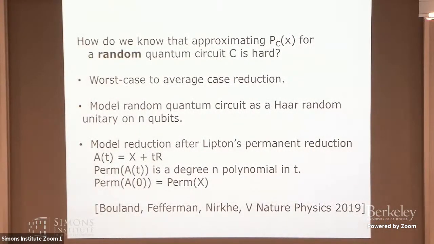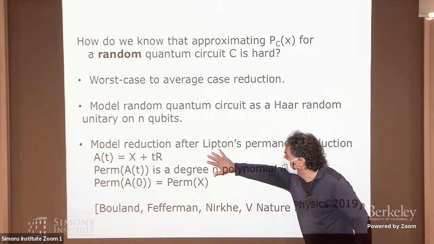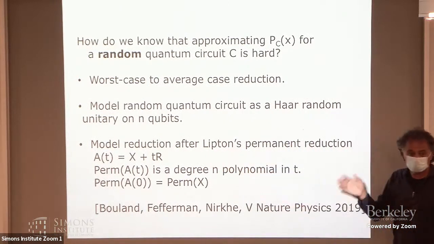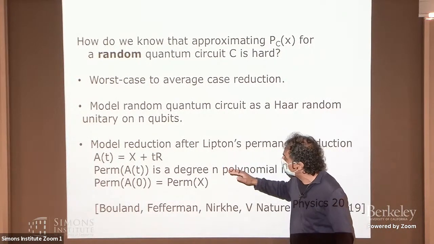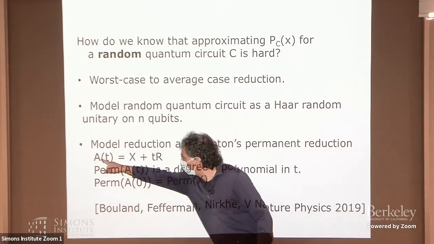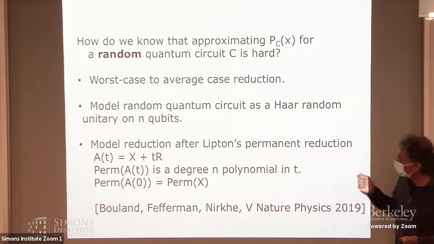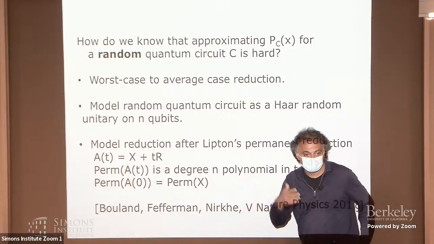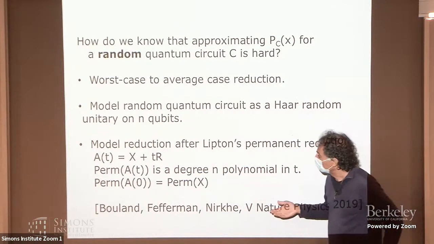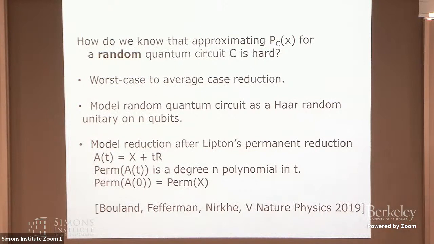Just to make sure we're on the same page, let me do a very quick review of the way I'm thinking about Lipton's argument, to get our notation to match up. In the permanent case, you have some matrix X whose permanent you're trying to compute. You define a one-parameter family of matrices. You pick a random matrix R, working over a finite field, and you let A of t be X plus t times R. Now A of t is random for any non-zero t.